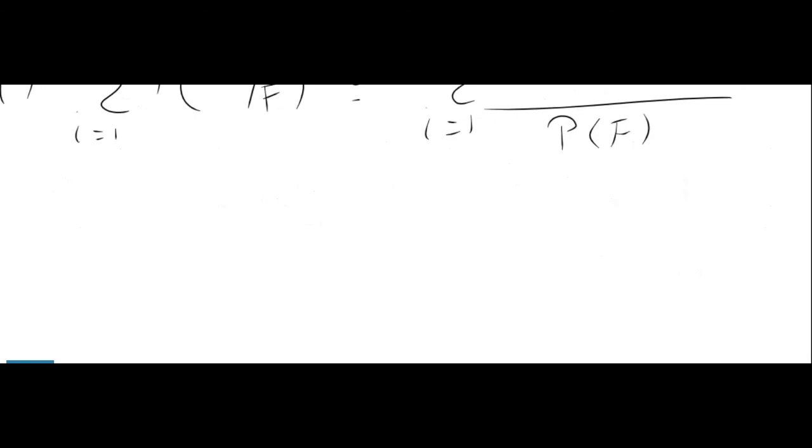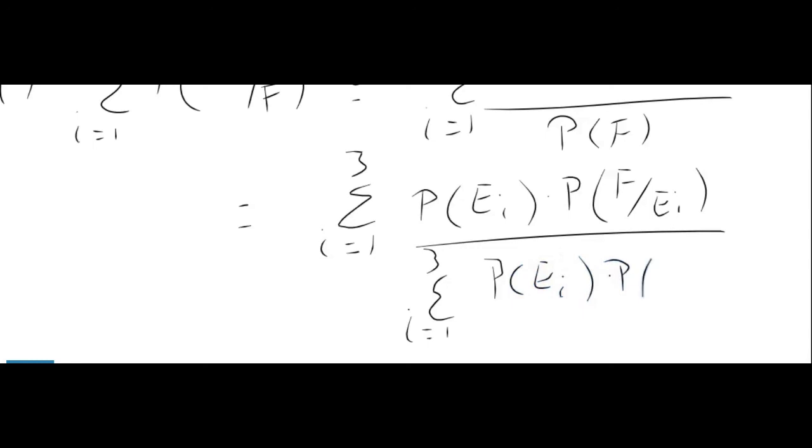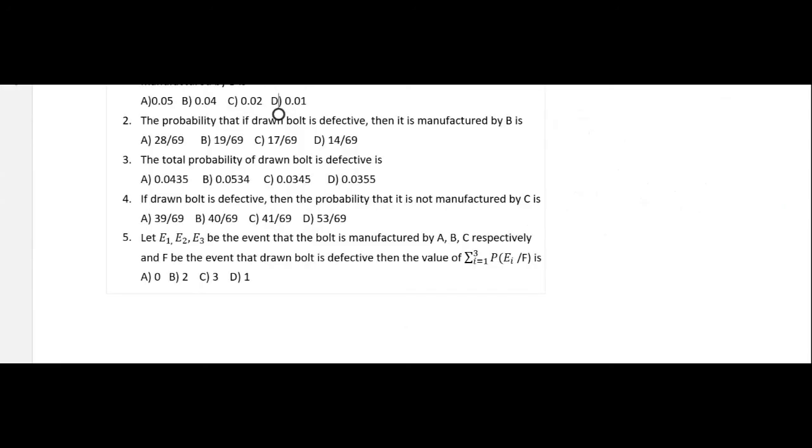So this is equal to the summation over i equal to 1 to 3 of P of Ei into P of F by Ei divided by the summation over i equal to 1 to 3 of P of Ei into P of F by Ei, which also represents P of F. That is also the total probability, which is equal to 1. So option D is correct.